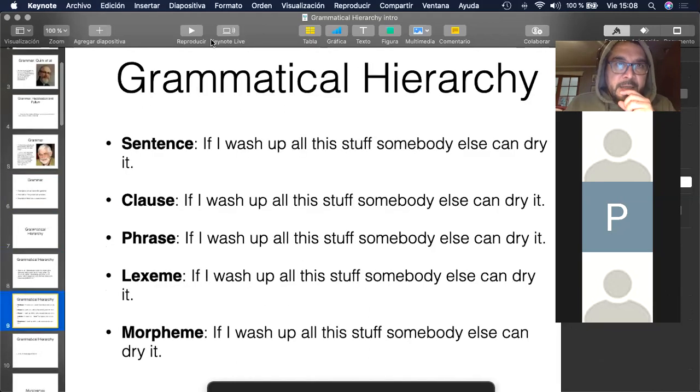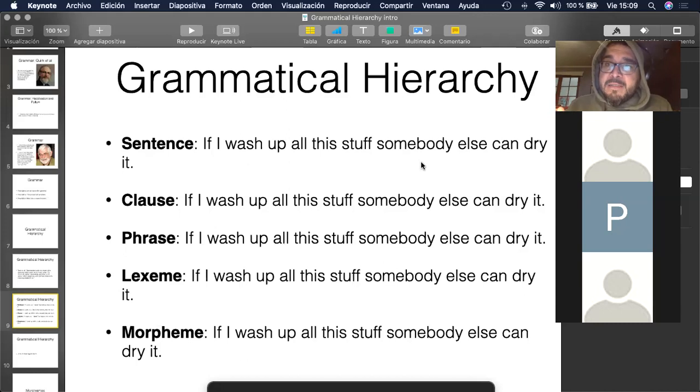So, this is the grammatical hierarchy. Basically, the grammatical hierarchy is the way we are going to divide language. And these are the units of language. The first unit of language is called morpheme, which is the smallest one, the tiniest one. And on top of this hierarchy is the sentence, which is the biggest one.